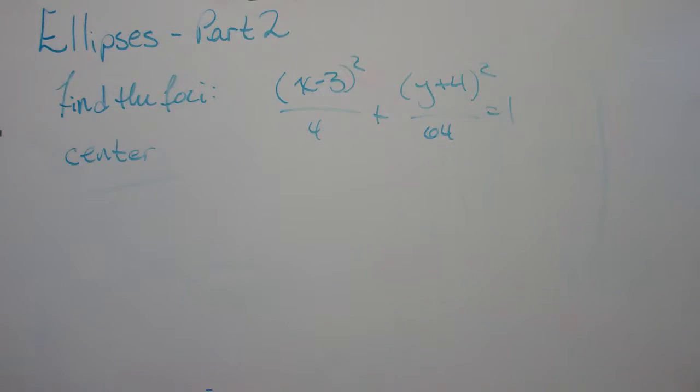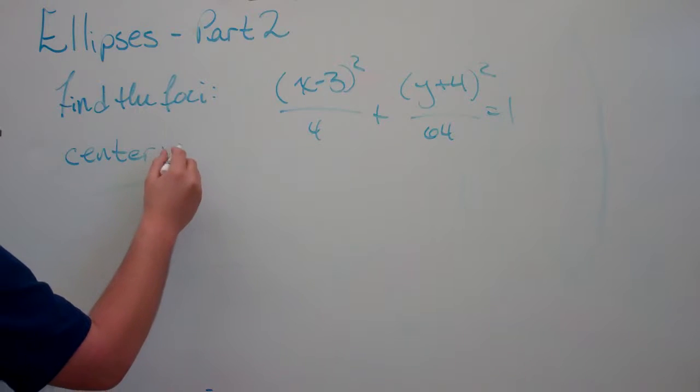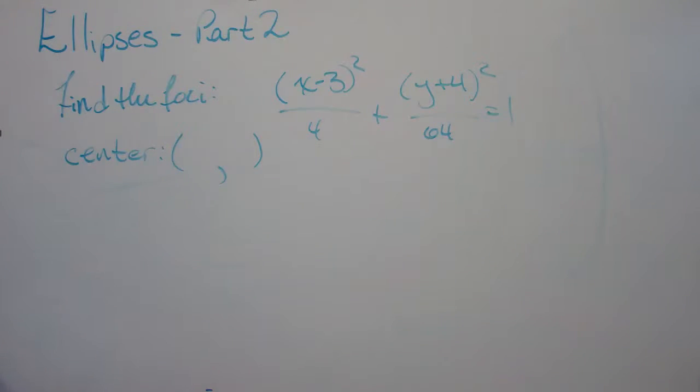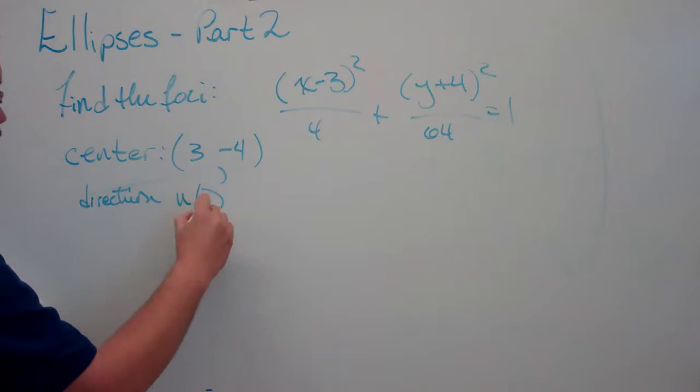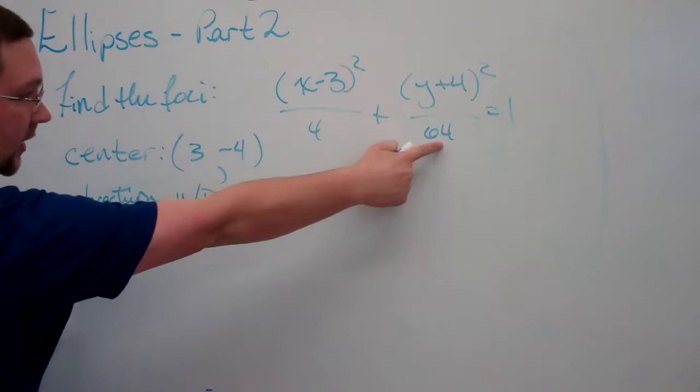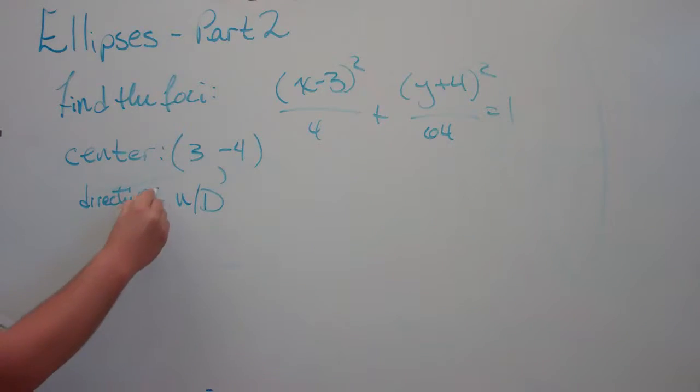Alright, there's the equation. So first find the center. Take a moment, what's the center? Hopefully you said 3 and -4. Alright, direction. Is it up, down, or left, right? Hopefully you said up, down, because y is bigger, b squared is bigger, so it's up, down.